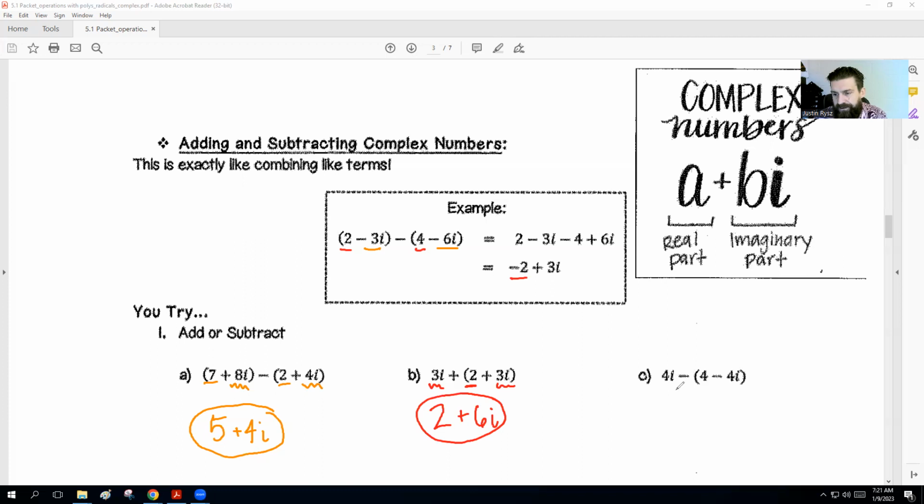Now this one here, you notice we've got 4i minus 4 minus 4i. You might want to distribute that negative to make this 4i minus 4 plus 4i. That way you don't make the mistake of seeing 4 as the only real number, when it's going to be a negative 4. Then the imaginary part, we have 4i and another 4i, positive 4i. So then we've got 8i. We're just going to leave it like that.